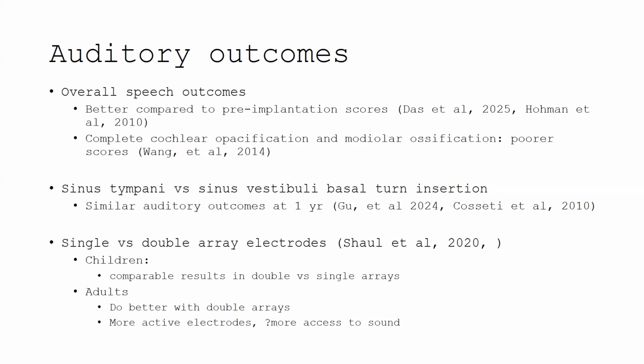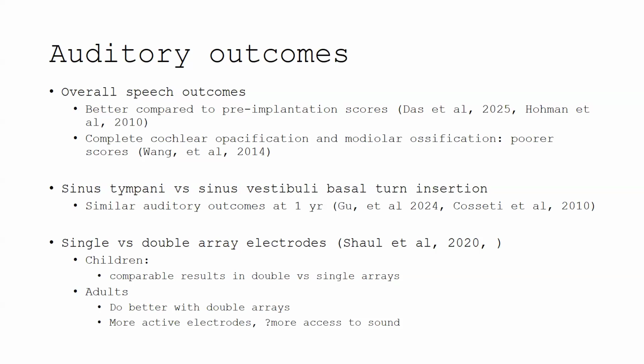So many centers now give patients that have ossified cochleas a chance at cochlear implantation. However, the patient or the parents of the child need to have realistic expectations post-implantation. Complete cochlear opacification or modiolar opacification has been shown to have poorer audiologic scores. Comparing scala tympani versus scala vestibuli insertion of the basal turn in labyrinthitis ossificans shows similar audiologic outcomes. And then use of single versus double array electrodes.